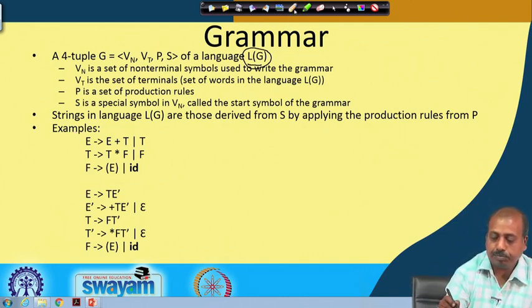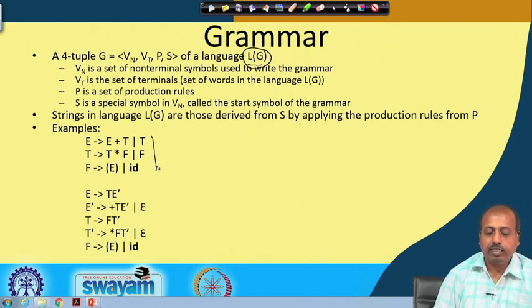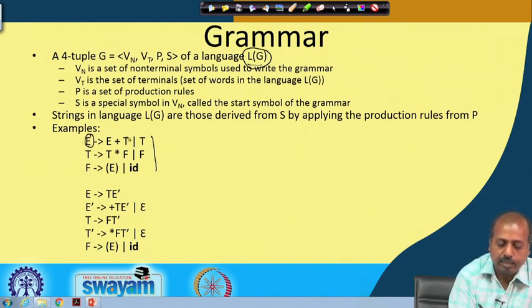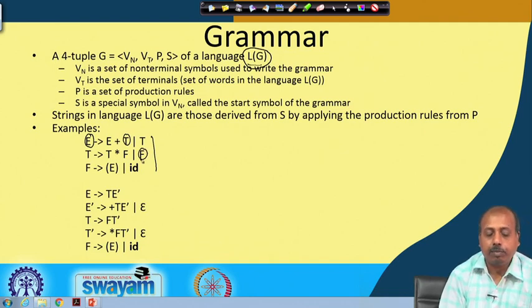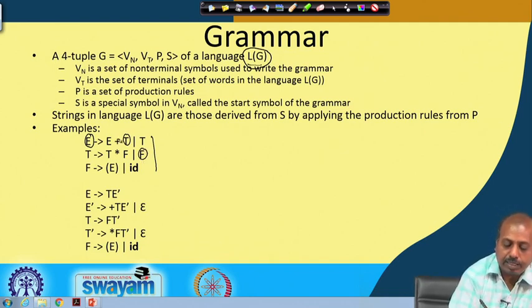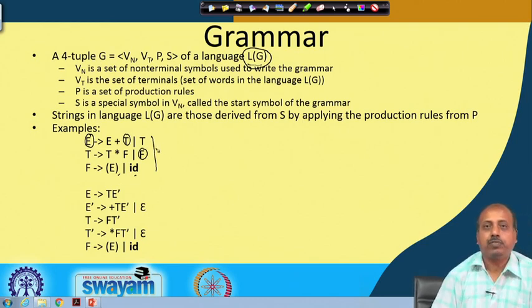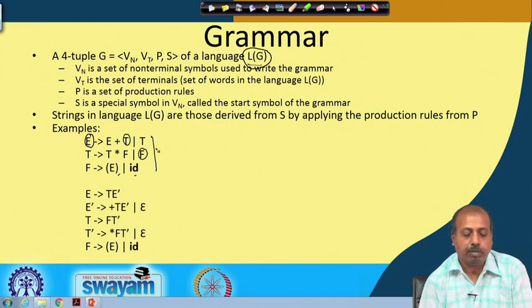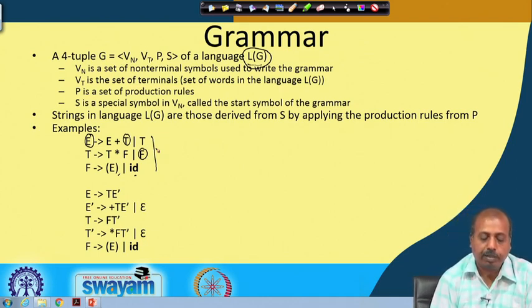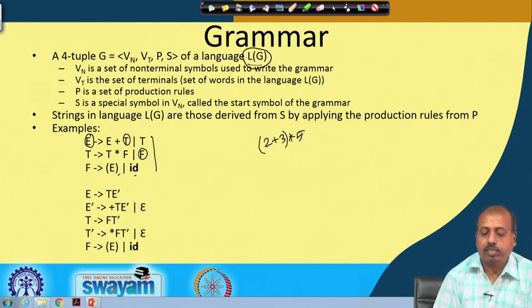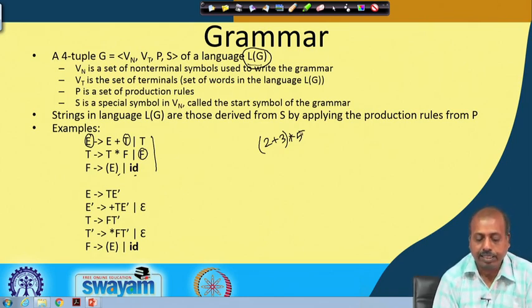So, this is a grammar. In this grammar, you see that some symbols are non-terminal symbols, like E, T, F. Okay. They are non-terminal symbols, whereas symbols like plus, star, open parenthesis, close parenthesis, ID are the terminal symbols, because this particular grammar is for arithmetic expressions that have multiplication and addition as the operators, and parentheses are also there. So, you can have an expression like 2 plus 3 into 5. This is supposed to be a valid string of this language.